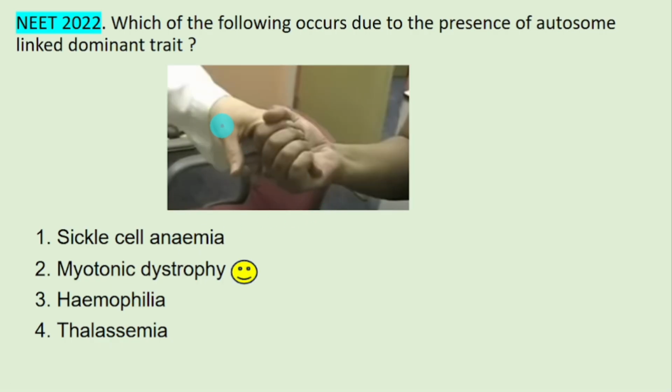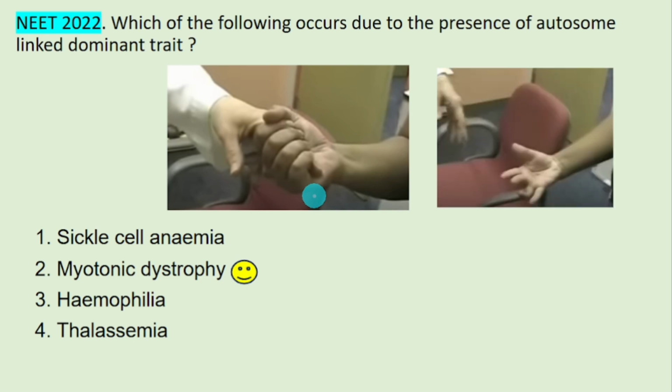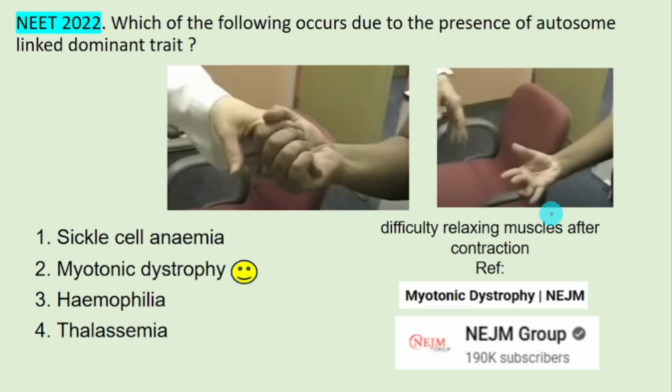See, if this is the hand of the physician and this is the patient's hand, the physician has asked the patient to hold the doctor's hand tightly, and then the patient was asked to relax the grip, but he was unable to relax his fingers. So you can see sustained contraction. There is delay in relaxation, so difficulty relaxing muscles after contraction. This disease is called myotonic dystrophy. I would recommend you to check this video. The title is Myotonic Dystrophy. It is available on YouTube.